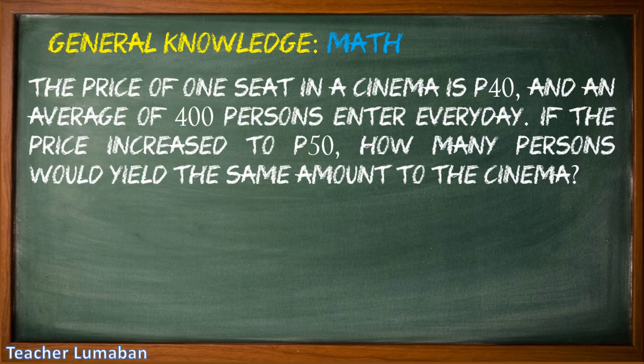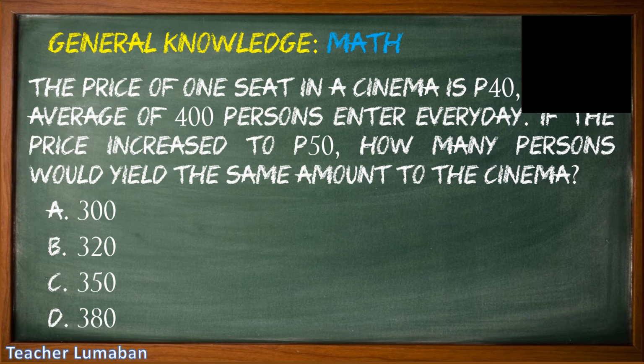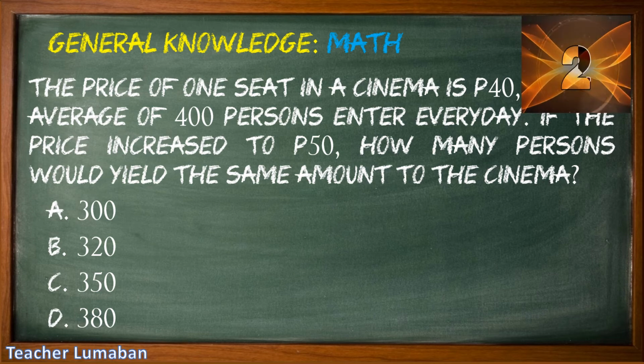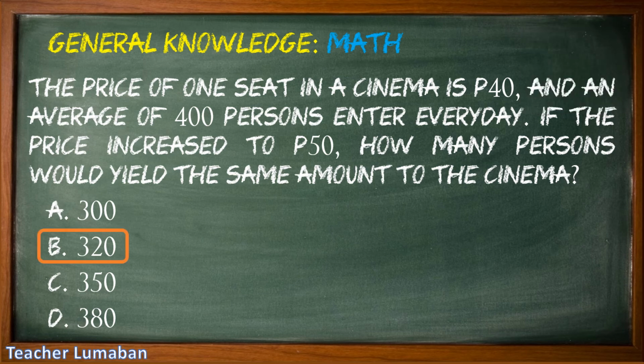The price of one seat in a cinema is 40 pesos, and an average of 400 persons enter every day. If the price increased to 50 pesos, how many persons would yield the same amount to the cinema? Letter A, 300. Letter B, 320. Letter C, 350. Letter D, 380. Please choose the suitable answer to the following choices in 5 seconds. 5, 4, 3, 2, 1. The correct answer is letter B, 320.